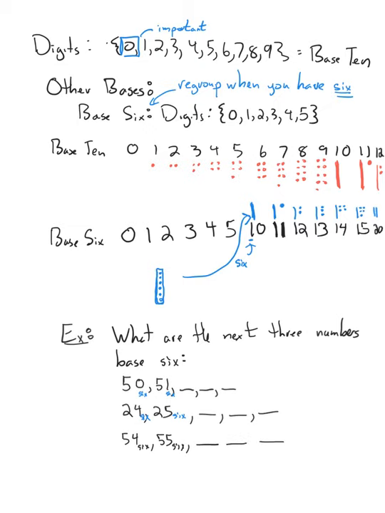So, using the ideas above, see if you can fill in the blanks. Pause the video now and try to do it. It's a good idea to try and draw some blocks if you can't see it immediately. So you can draw some blocks the same way we did here. Remember that this is our 6's place value.